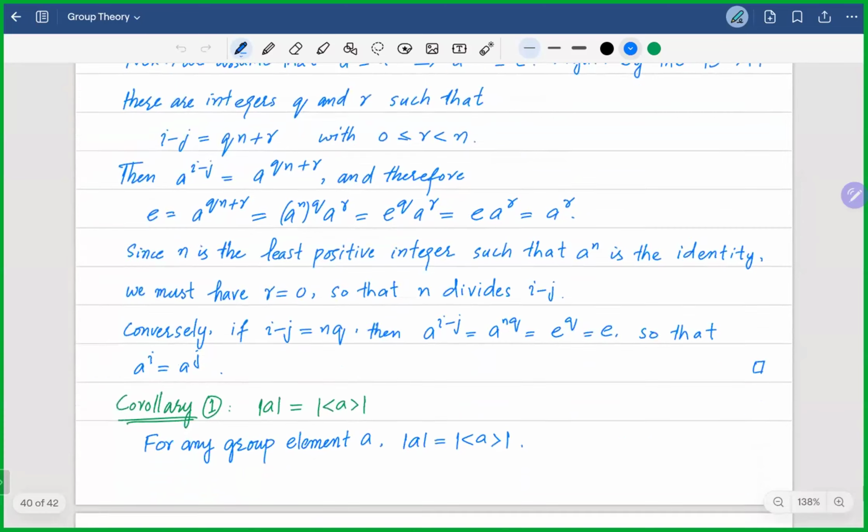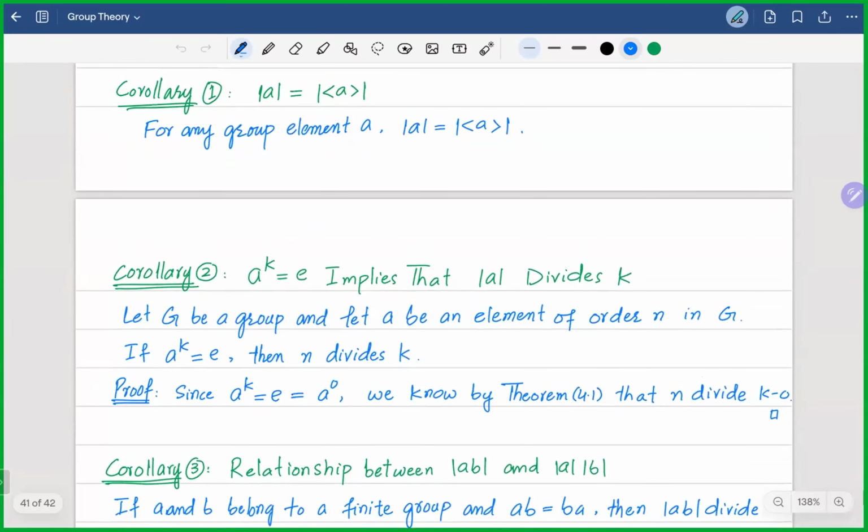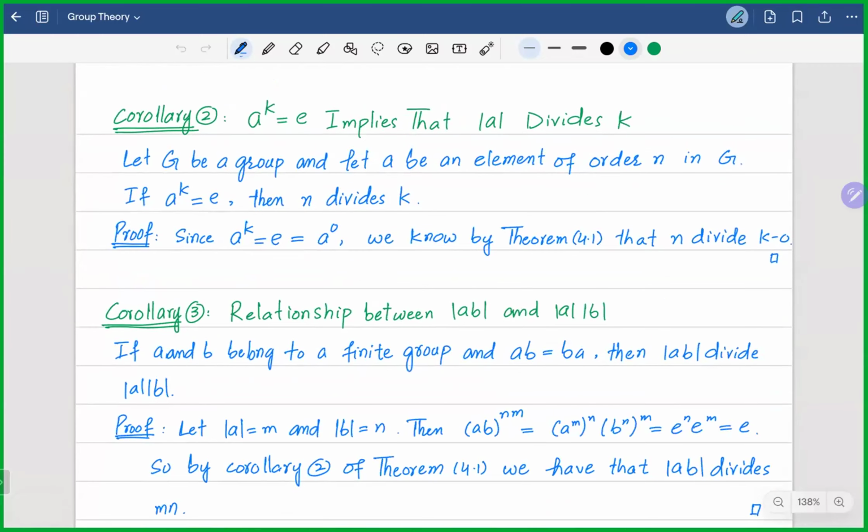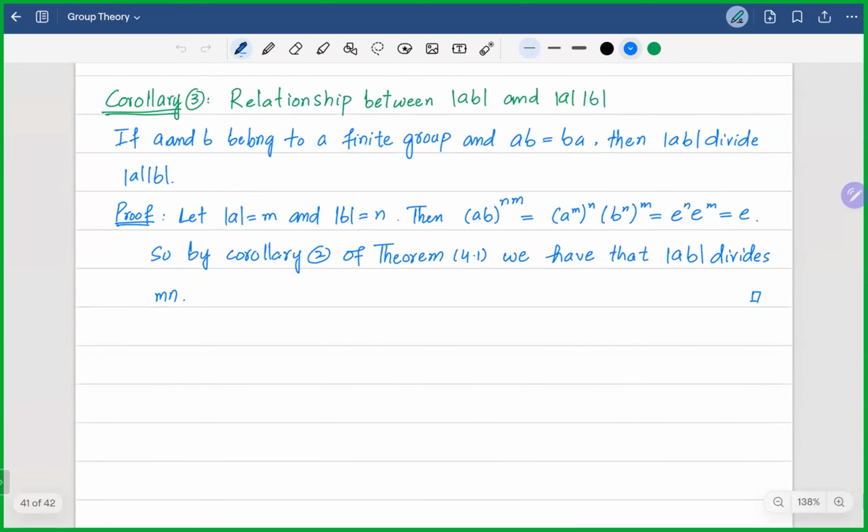Now we proved this theorem, and the corollary is this one: for any group element A, the order of A is given by the order of the set generated by A. There was another corollary: let G be a group and A an element of order N in G; if A power K is equal to E, then N divides K. Then there was the relationship between the order of the product AB and the orders of A and B. If A and B belong to a finite group and AB equals BA, then the order of the product AB divides the product of the orders. And we have also proved that.